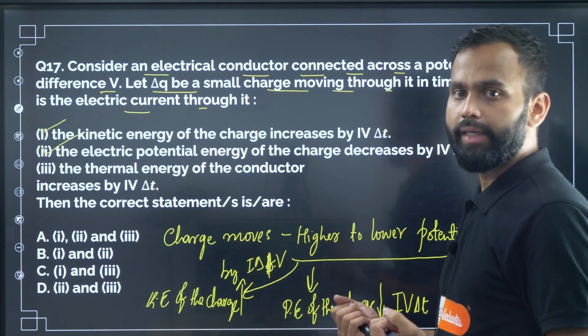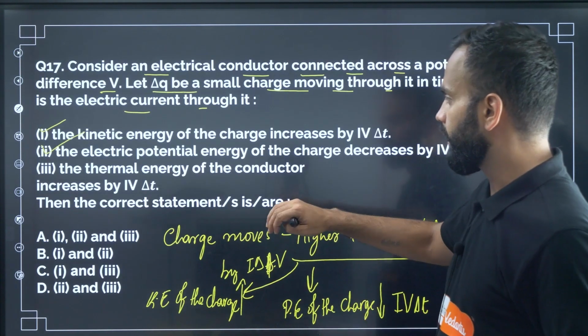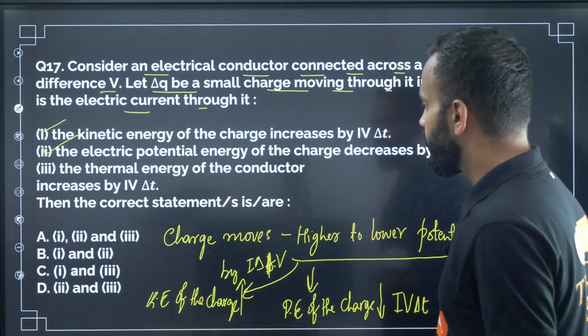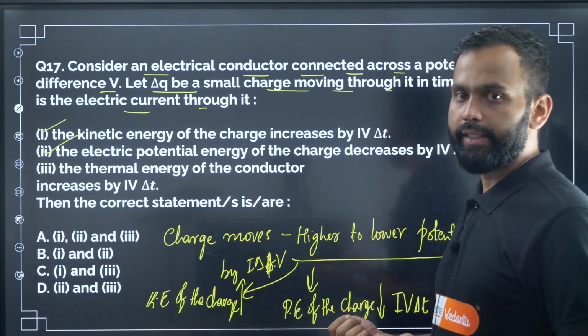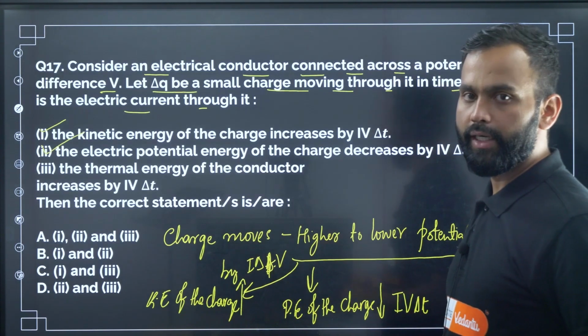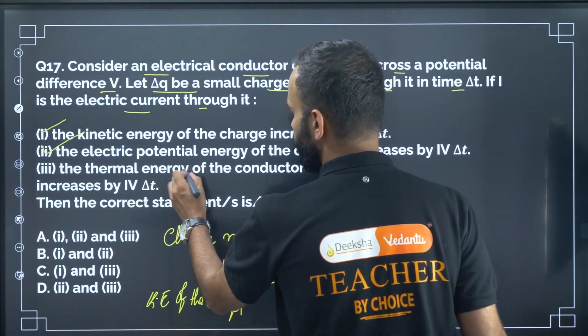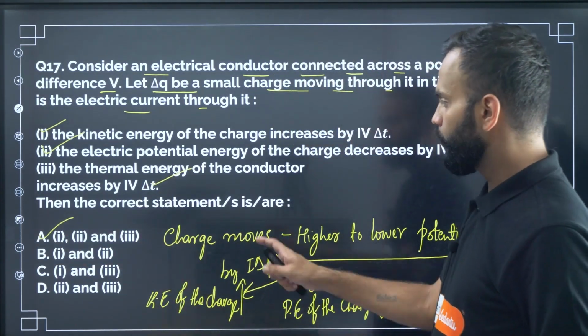The charge gains energy, right? It will start to move, or it will start to vibrate, right? So here, the thermal energy, or energy gained by the heat, that is I into V into delta T. That is the kinetic energy of the charge, right? So this one is also correct. So the first option is correct. A is 1, 2, 3.